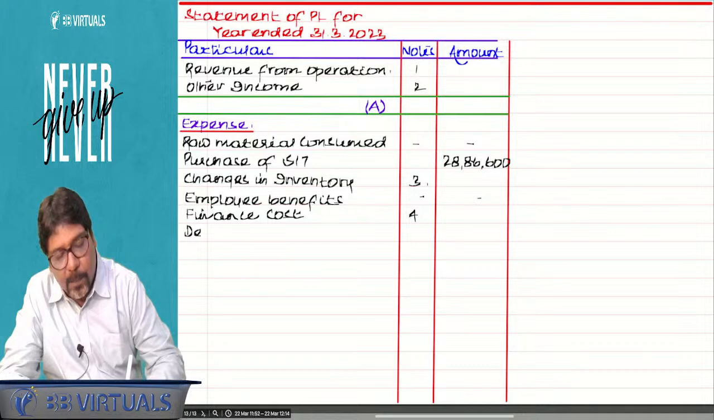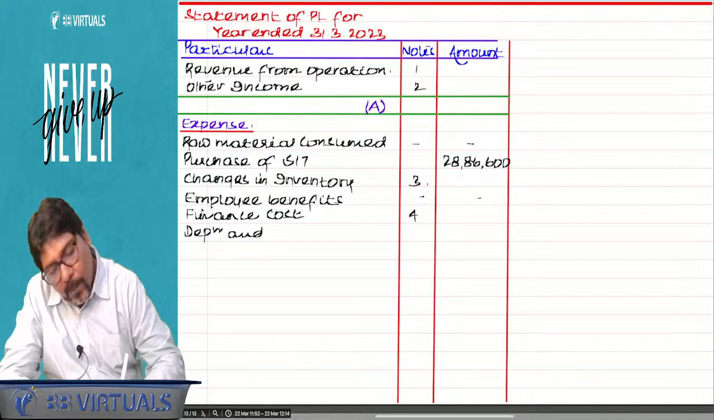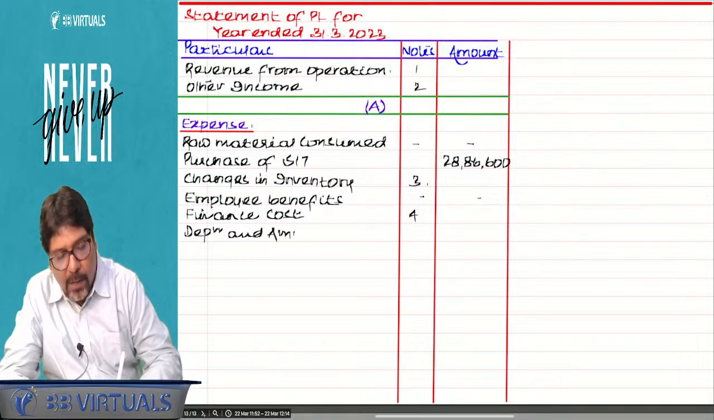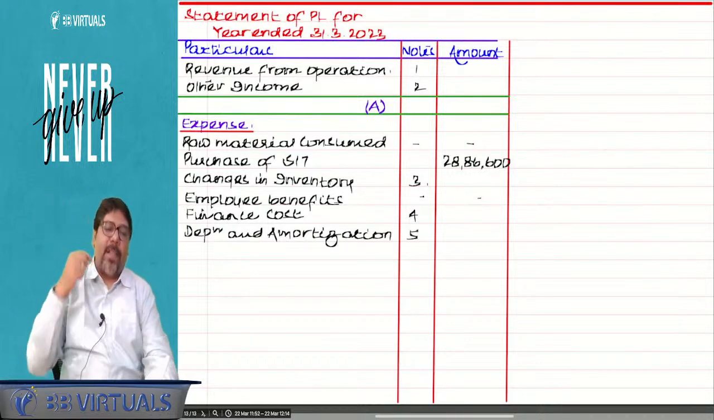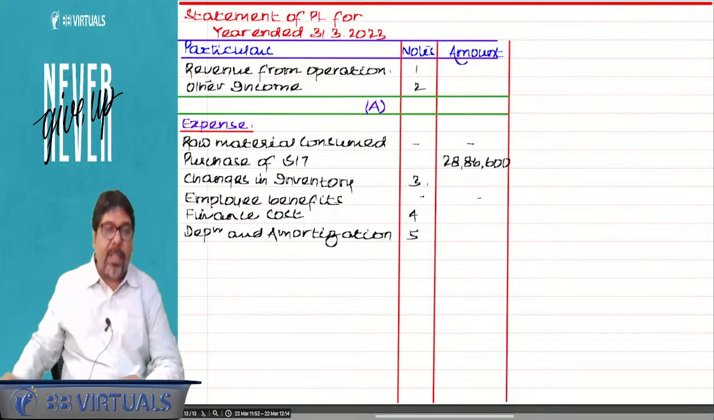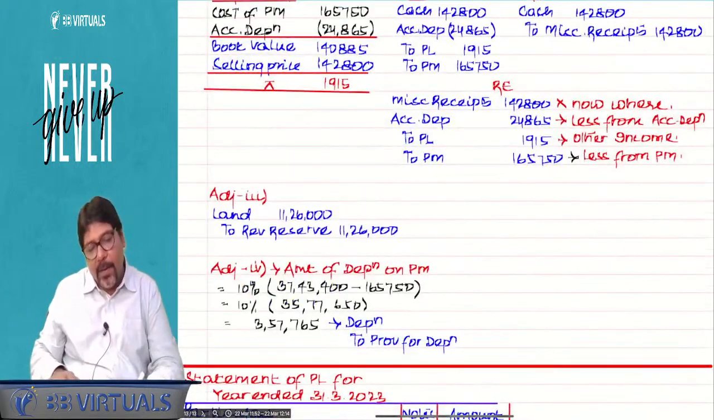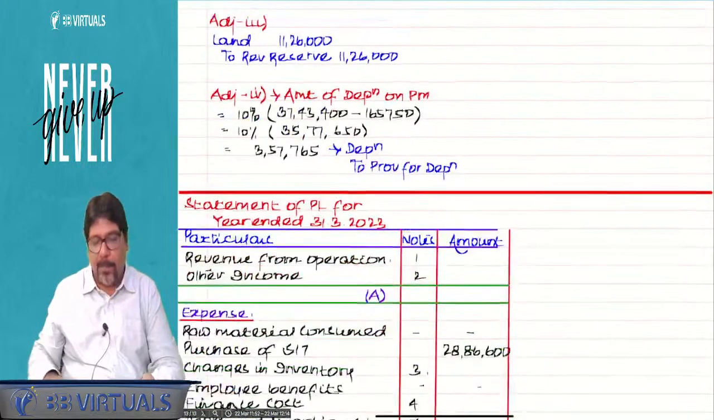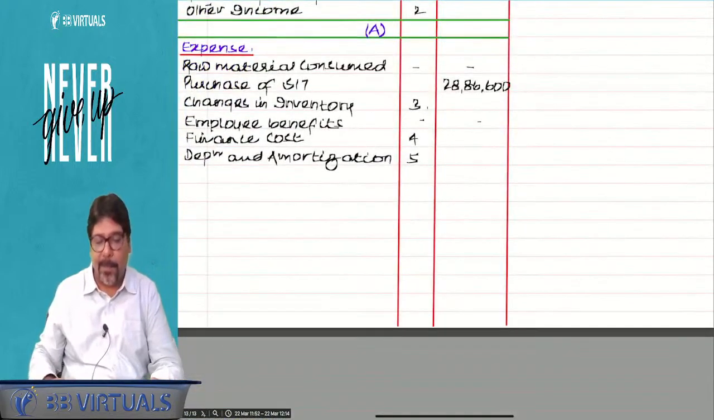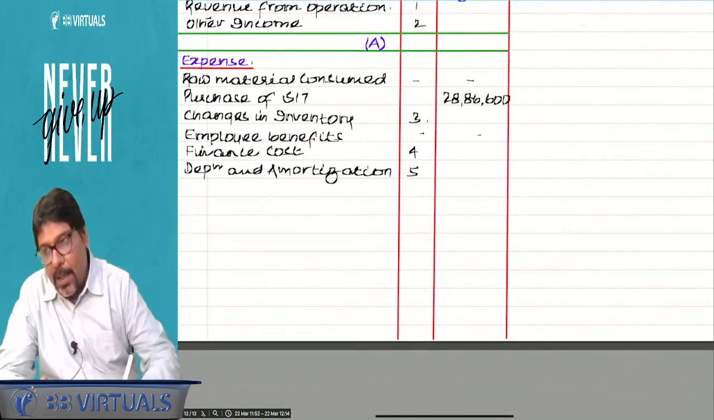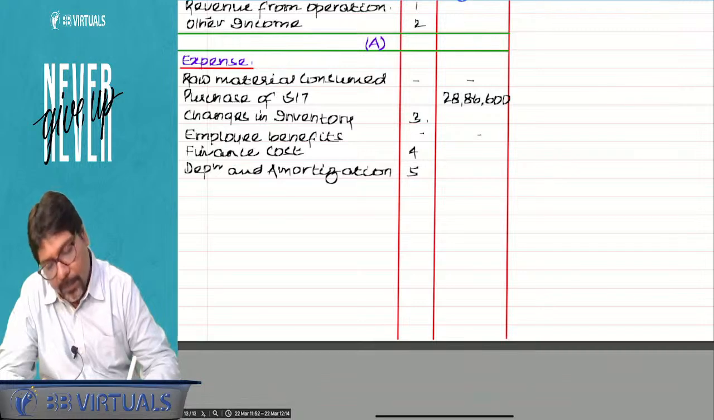Then depreciation and amortization. That we have, yes. Why depreciation and amortization? Depreciation and amortization we just now calculated, no? We calculated the amount of depreciation, adjustment number 4. Then chartered, we have other expenses.